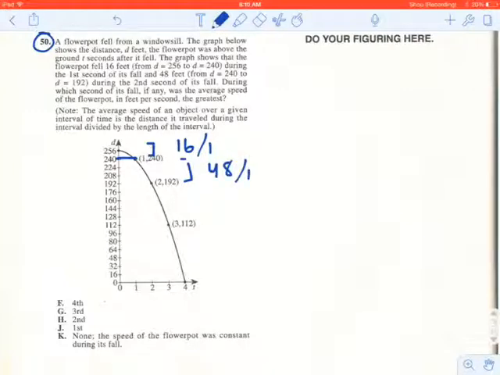Right, so here it went faster. It covered more distance in the same amount of time. From 192 to 112, that fell 80 here, and then 112 to 0, so 112. So in this final second, that's where it had the greatest average speed.